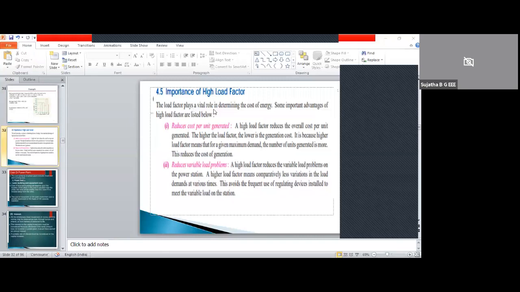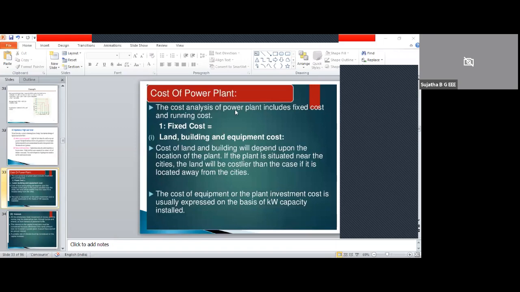Then next you have to understand the cost of power plant. See how the cost of the power plant is analyzed. The cost analysis of power plant includes fixed cost and running cost. Say for example, you have a thermal power plant or maybe a hydel power plant that has been installed. How do you assess the cost? So there is an analysis. We consider here fixed cost and running cost.